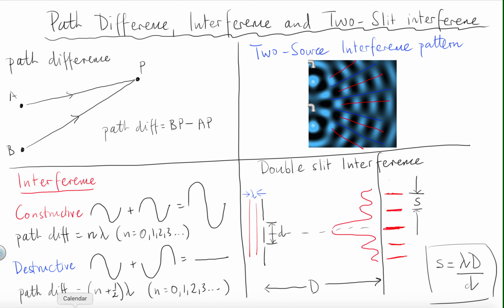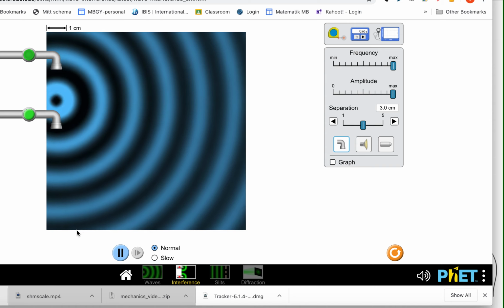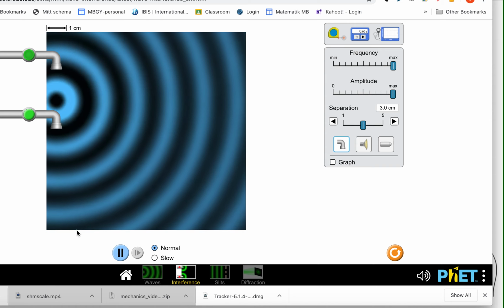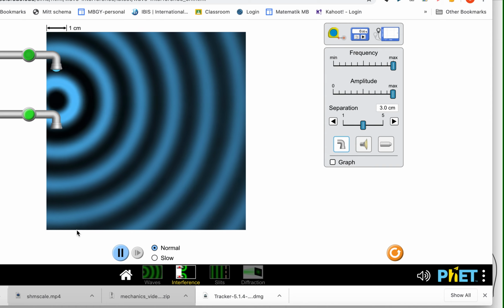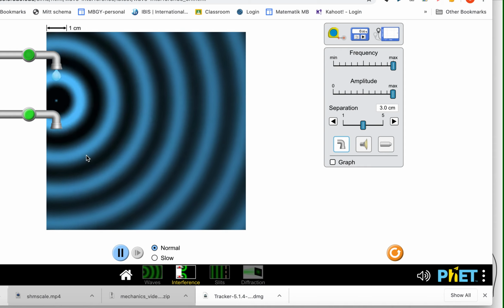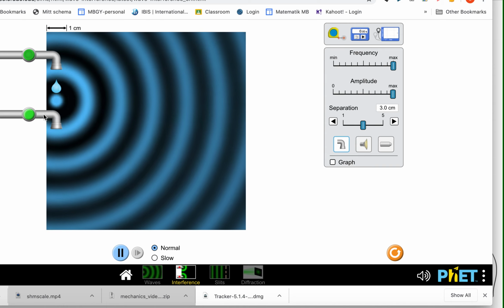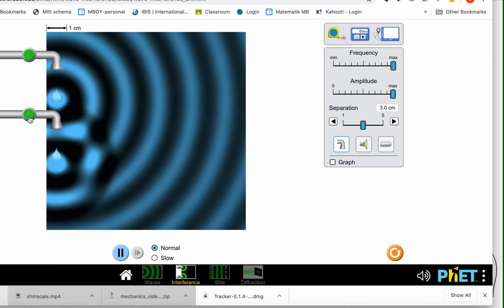Now if we were to just switch to a simulation, this is from the great website PhET Simulations. Here is the pattern produced by a single source of waves. It's a dripping tap on a ripple tank. Now let's introduce a second source and see what interference pattern we get.